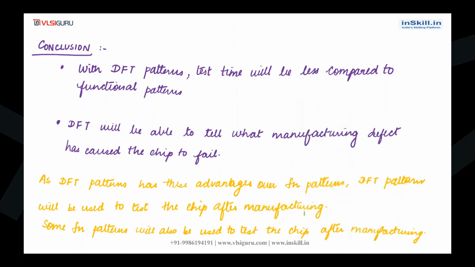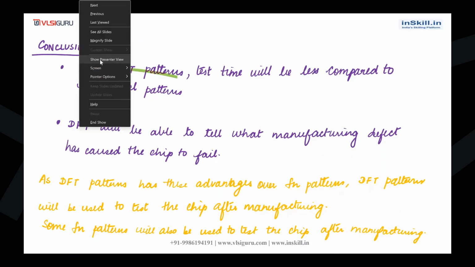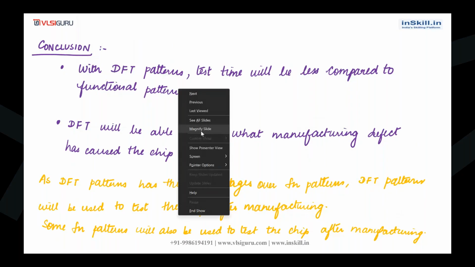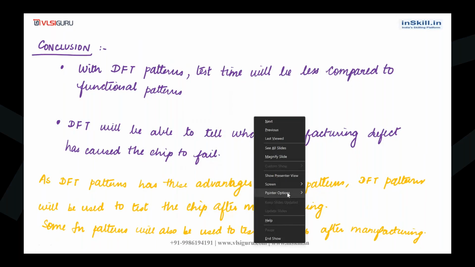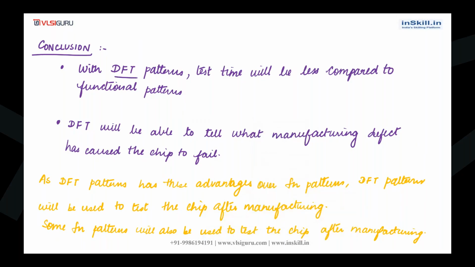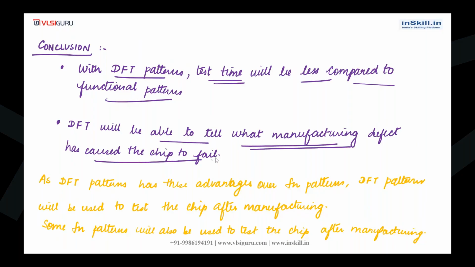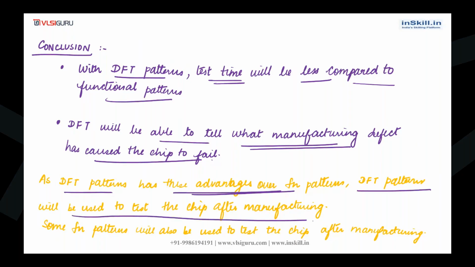So here in this case, with DFT patterns, test time will be less compared to functional patterns, as we discussed in the previous slide. And with DFT patterns, we will be able to tell what manufacturing defect has caused the chip to fail. So DFT patterns have these advantages over functional patterns. That's why DFT patterns will be used to test the chip after manufacturing.